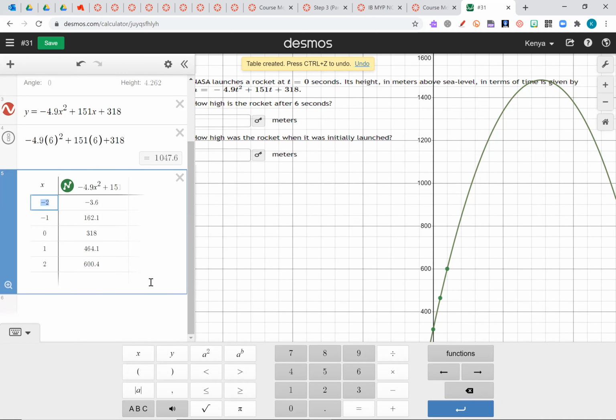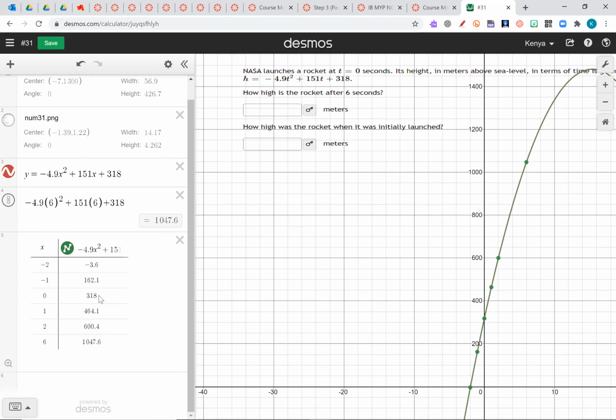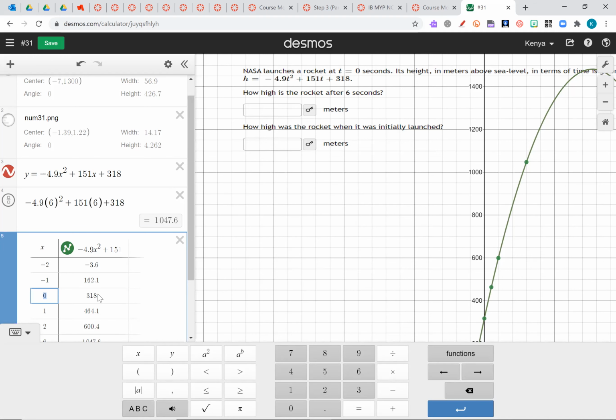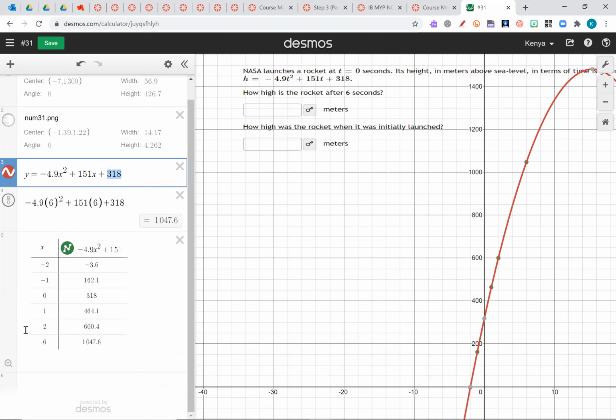All right, now the second part of the question says, how high was the rocket when it was initially launched? Initial launch means at 0 seconds. Well, if you look at our table, at 0 seconds, it was 318. 318 is the same number at the end of the function here, which we already knew was our y-intercept. Our y-intercept is the initial height of the launch, rather.